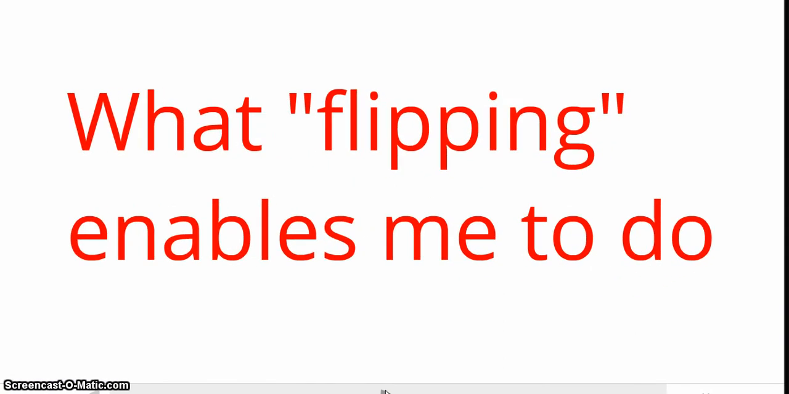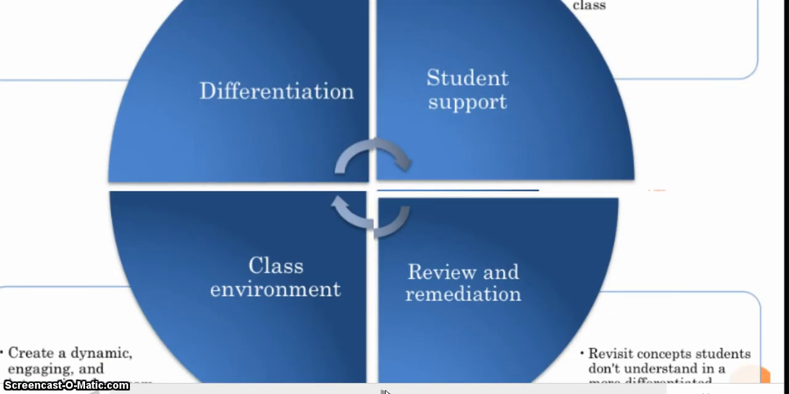So what does flipping enable me to do? It takes these components of differentiation, student support, review and remediation, and class environment and really makes them flow together. The students come in, they have all had the same knowledge given to them in different ways, but that does not mean they all understand at the exact same level. So this gives me the opportunity to differentiate, give support to students that need it.